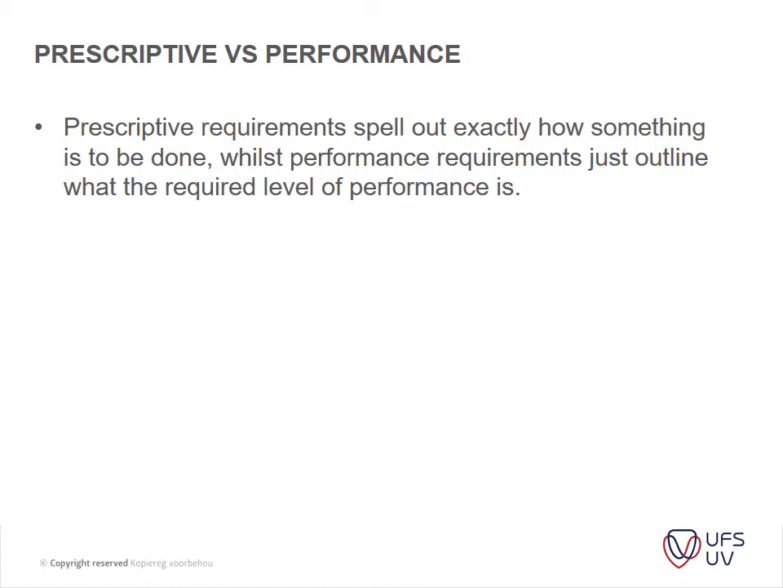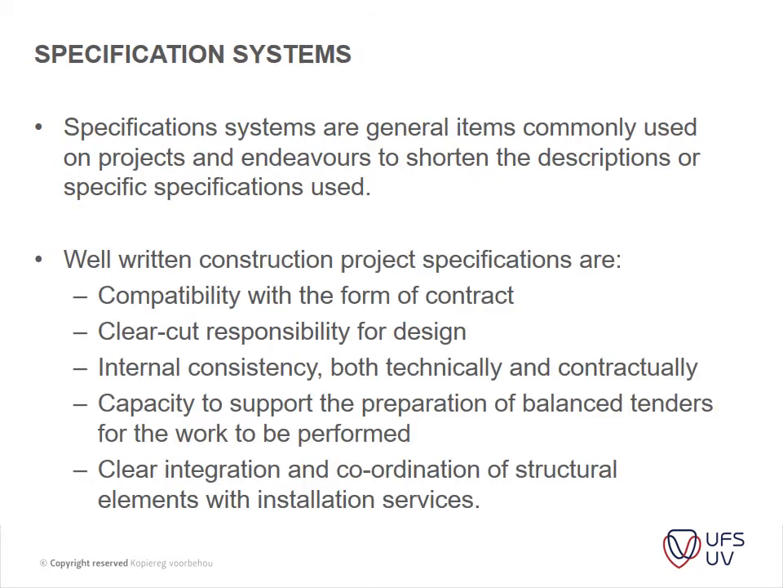So your prescriptive requirements specify much more, like for instance it should be this size of solar panel, this amount fitted onto these brackets, this type of cable should be used, etc., where performance requirements just prescribe what type of performance is needed. So that's more or less the difference between prescriptive and performance type of specifications.